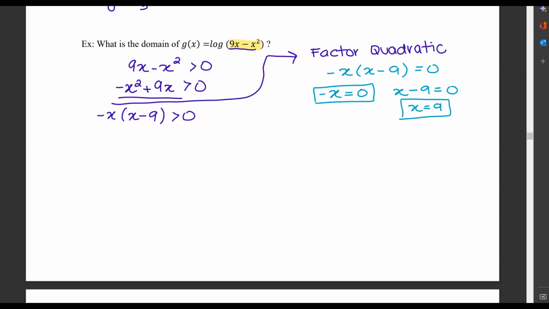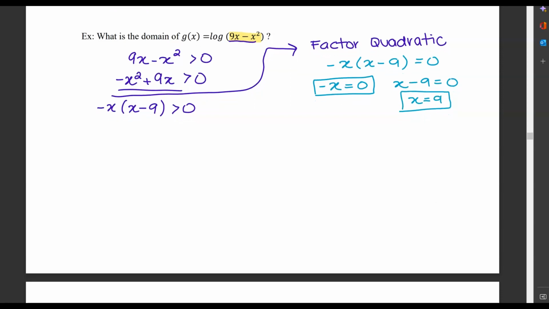So when we're thinking about the quadratic function, thinking about graphing it, this is telling me that at 0, I have an x-intercept, and at 9, I have an x-intercept. And because I have a negative here and a negative here, this is telling me that my quadratic is in fact upside down. So it's going to look something like this.